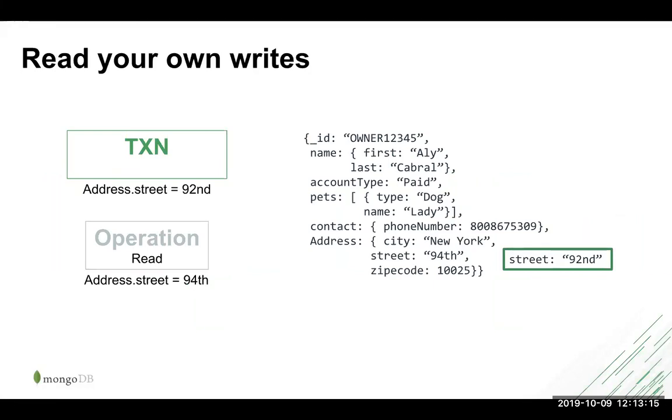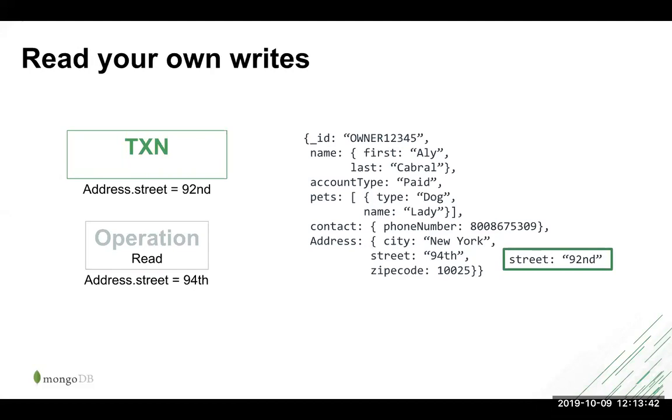Additionally, another guarantee we spent a lot of time on providing our end users is the read-your-own-writes guarantee in transactions. So here, I have a transaction that has performed an uncommitted write to this document. So let's say I am moving from 94th Street to 92nd Street. It's a big move in New York, but let's say that I'm moving those two blocks.